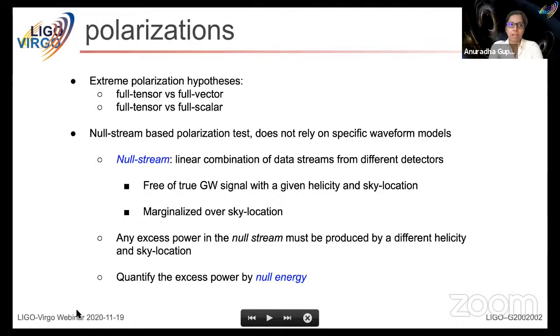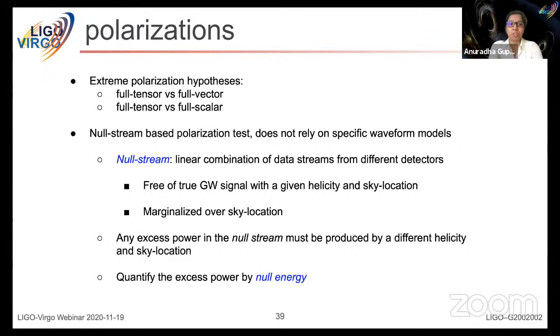So in our analysis, we assume we have 2 extreme polarization hypotheses. The first one is full tensor versus full vector, which means that the gravitational wave contains either only 2 tensor modes or only 2 vector modes. The second hypothesis is full tensor versus full scalar, which means that the gravitational wave contains either the 2 tensor modes or only the 2 scalar modes.